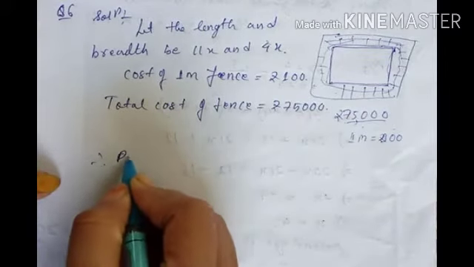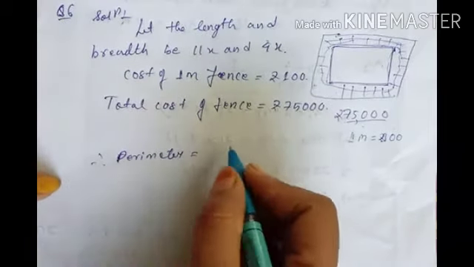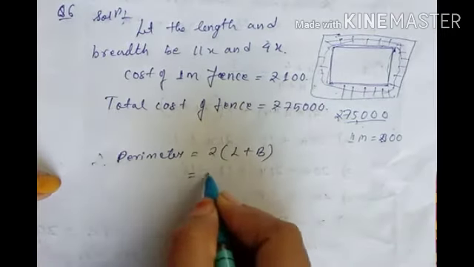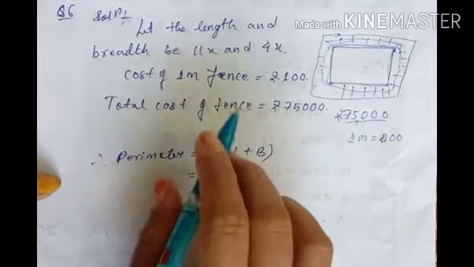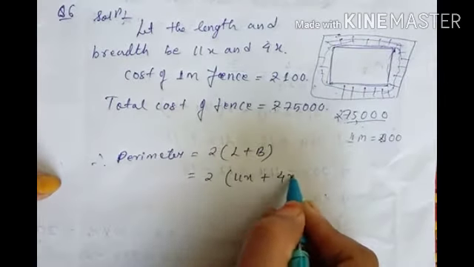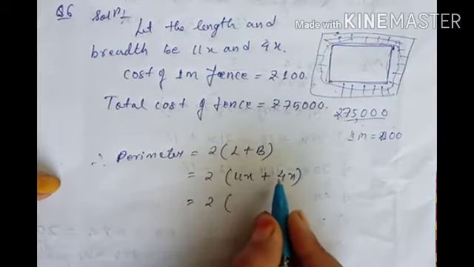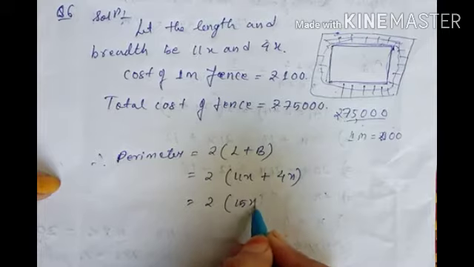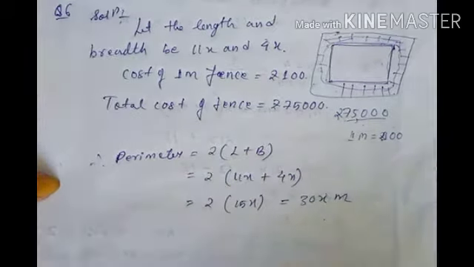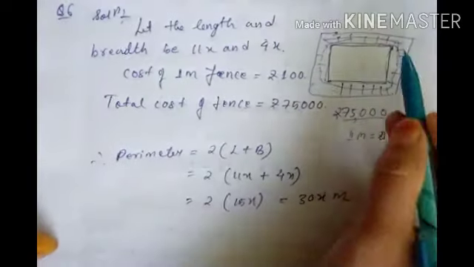so we know therefore perimeter of that rectangular plot is equal to, what is the formula of perimeter? 2 into length plus breadth, isn't it? So 2 into, what is the length? We assume is how much? 11x plus, and breadth is 4x. This is equal to 2 into 11 plus 4, you will get 15x. So 2 into 15, 30x meters. So perimeter is how much?